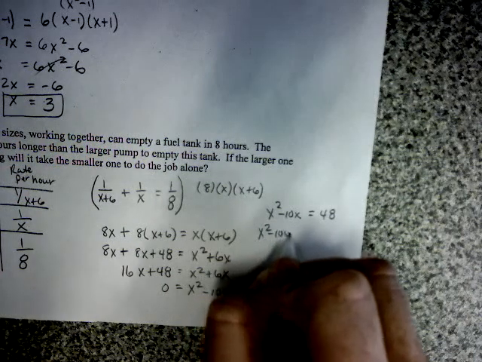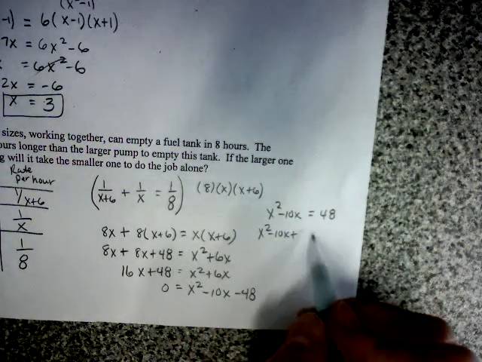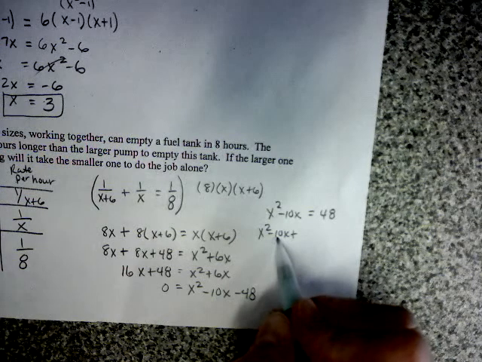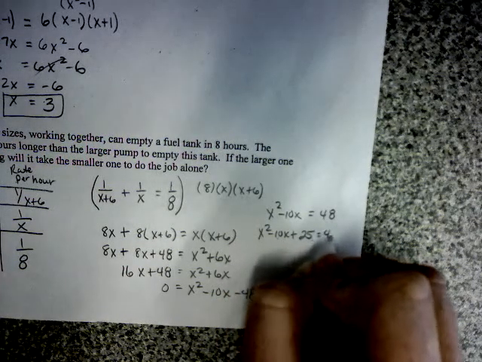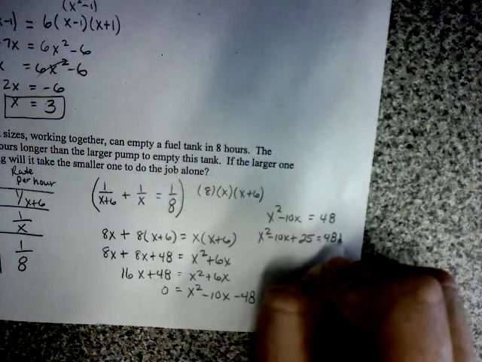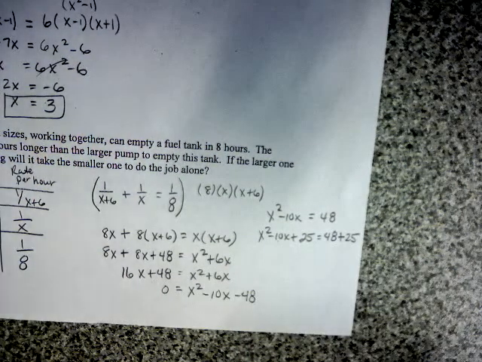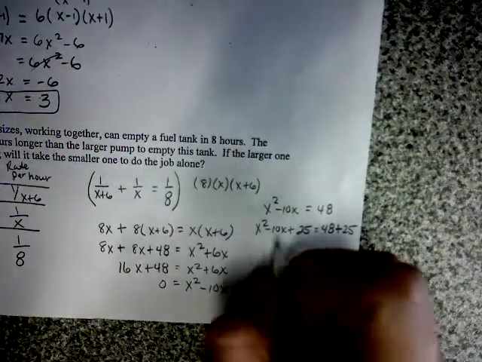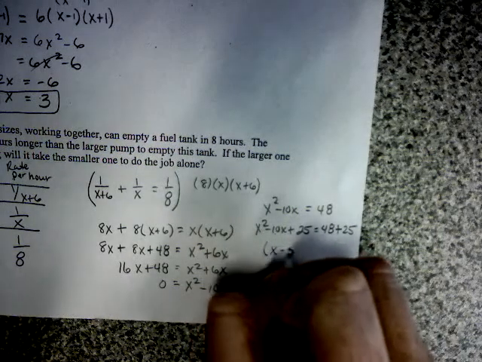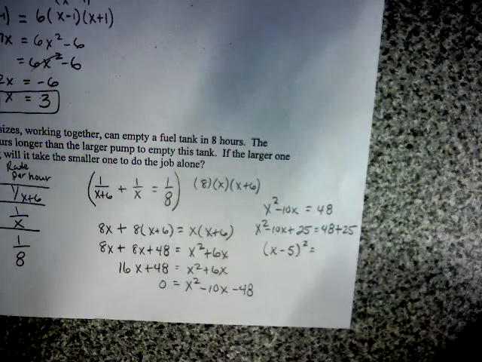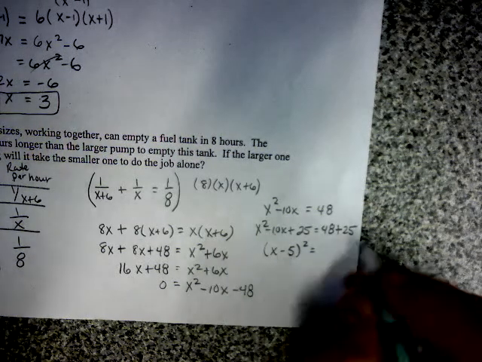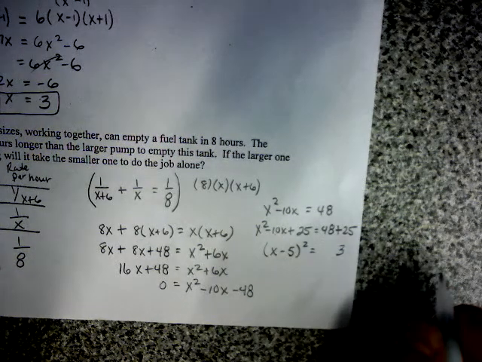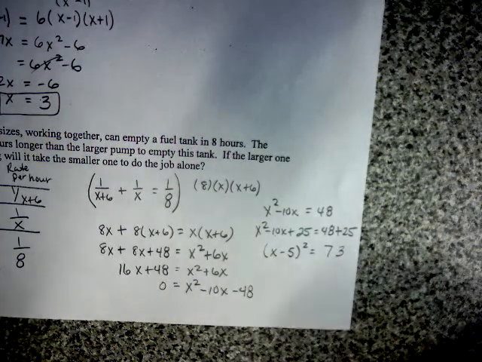X squared minus 10x plus, to get the perfect square, we have to take half of 10, which is 5, and square it, which is 25. And then what we do to one side, we have to add to the other side. So we'll add the 25 to both sides. Let's factor this down. X minus 5 squared is equal to 48 plus 25. Let's see, that's going to be 73.